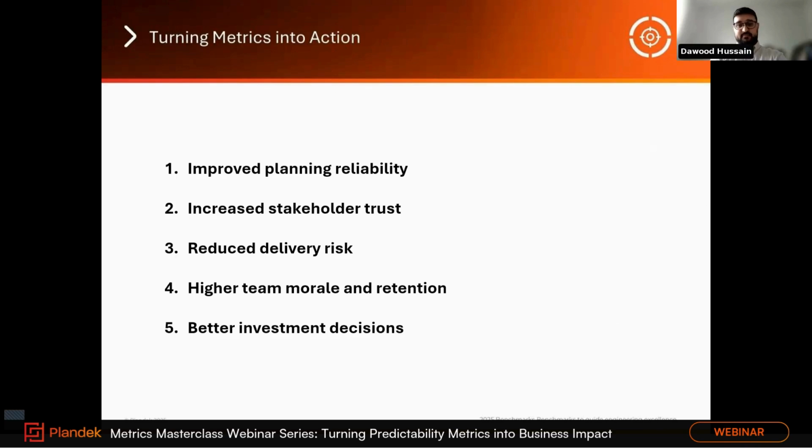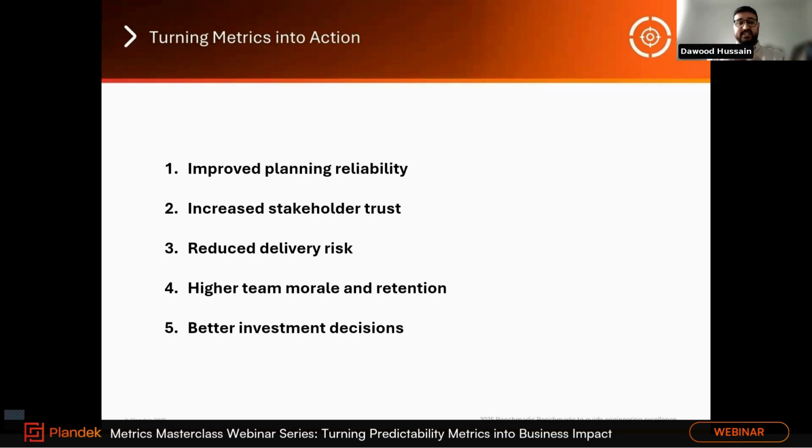So, how do we translate those predictability metrics into sort of tangible impact, if you like? And that's where I thought these five would be a nice way to wrap up the session. The first being improved planning reliability. Predictable teams make it easier for businesses to forecast releases, to manage dependencies, and commit to customers with confidence.